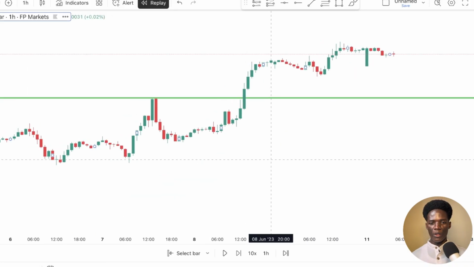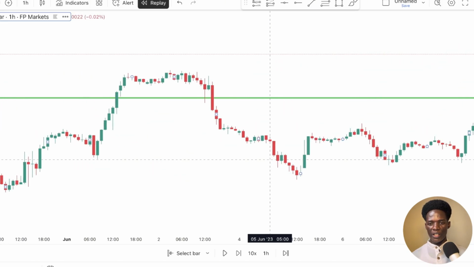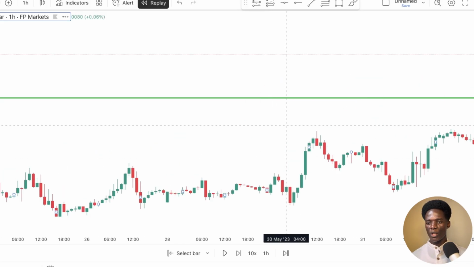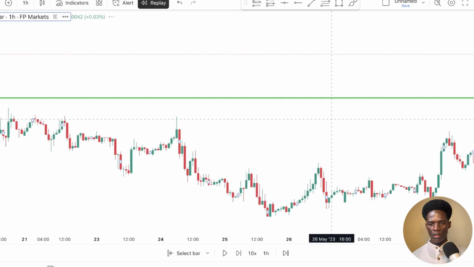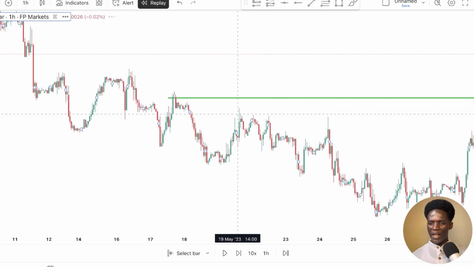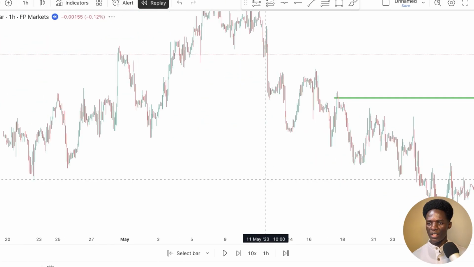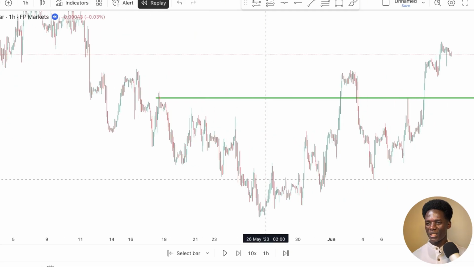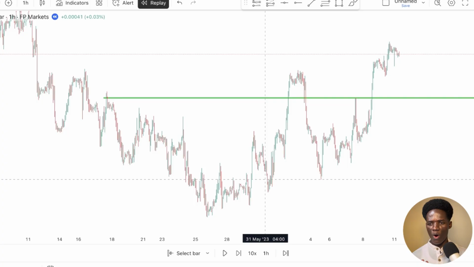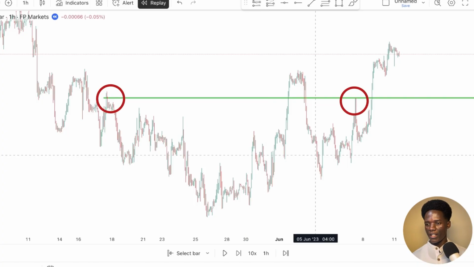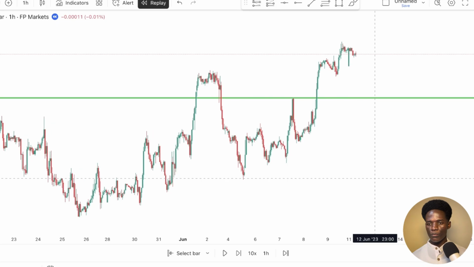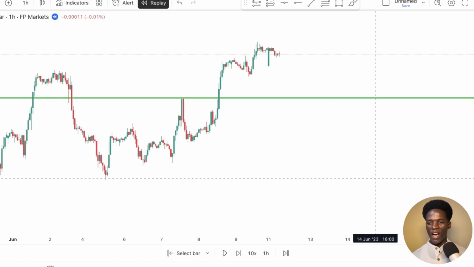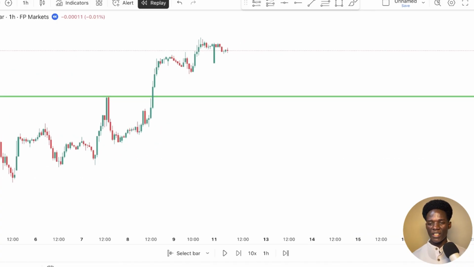When we scale down to the H1 time frame, this is really a strong key support level, because let me zoom out. Price reacted at this price point multiple times, guys. As you can see here, price reacted at this price point multiple times. 1, 2. This is really a strong key support level. So we want to wait for price to make a pullback to retest our key support level.